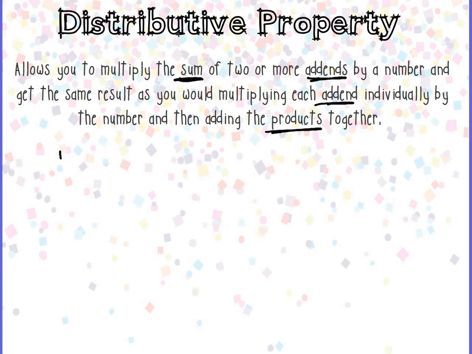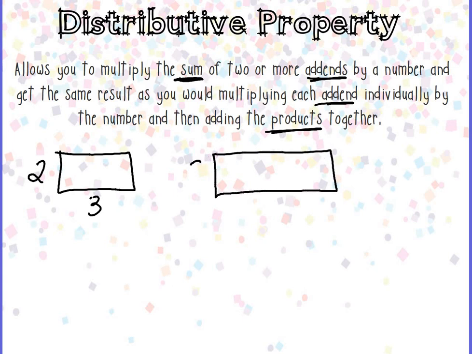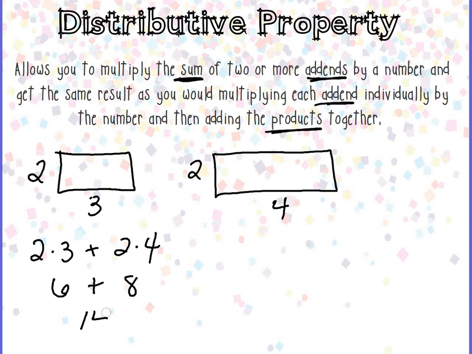So if I had a rectangle that was 2 by 3, and I had another one that was 2 by 4, and I wanted to know the area of those two rectangles together, what I would usually do is 2 times 3 plus 2 times 4, which should give me 6 plus 8, which gives me 14.